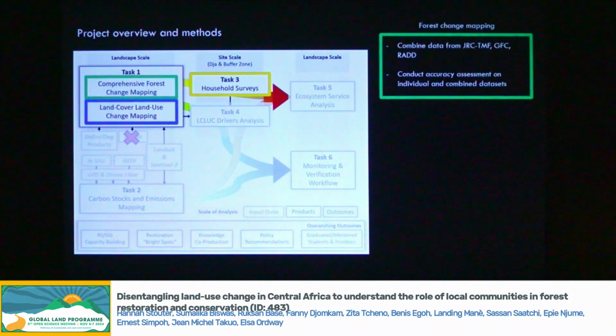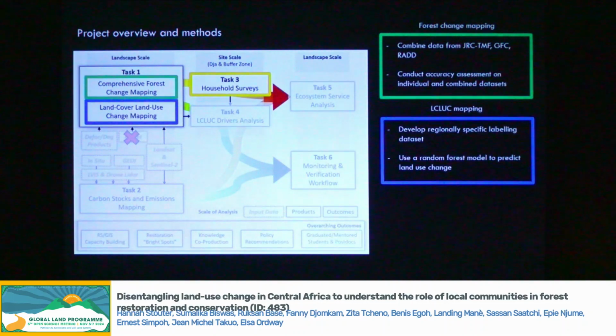In terms of a quick overview of the methods, for the comprehensive forest cover mapping, we've taken global or pan-tropical data sets that look at either forest loss or forest gain, and we're combining them and looking at pixels that show overlap between those to get a better sense of where forest loss, forest disturbance or forest gain may be occurring. We then conduct accuracy assessments both on each of these individual data sets and on a combined data set. For the land use land cover change mapping, we've developed a regionally specific labeling data set across about 6 different land use types, and we're building out a random forest model to predict land use change across the entire 300-kilometer region.